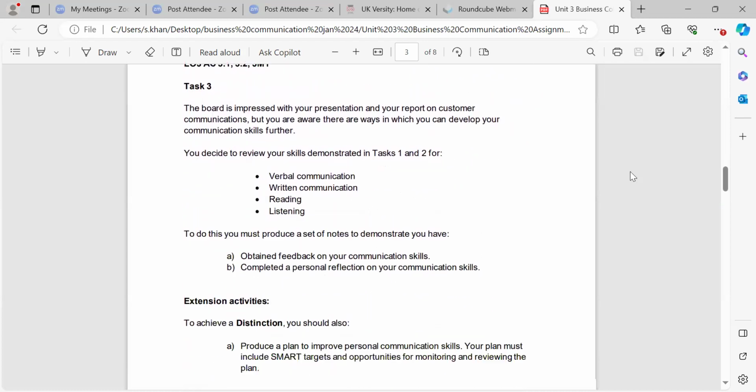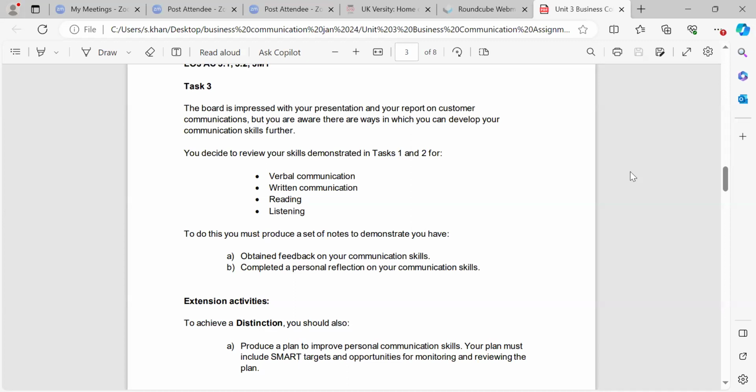Then we have task 3. The board is impressed with your presentation and the report on customer communications. But you are aware that there are ways in which you can develop your communication skills further. You decide to review your skills demonstrated in task 1 and 2 for verbal communication, written communication, reading, and listening.